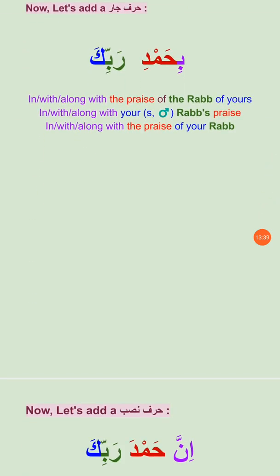Alright, now we had Hamdu Rabbika. What do we do now? We simply add a harf jar, any harf jar. For example, B. B means in, with, or along with. Okay, what happens then? This becomes your jar majroor. And see how this Muzaf becomes majroor. Remember how we said that Muzaf can be of any Arab, so it can be Rafa, Nasab, or Jar. Alright, it can be anything.